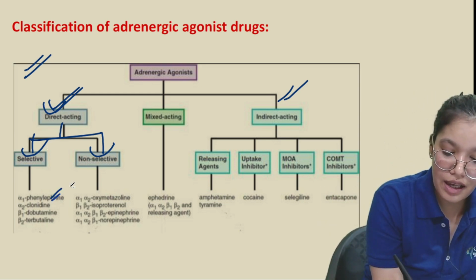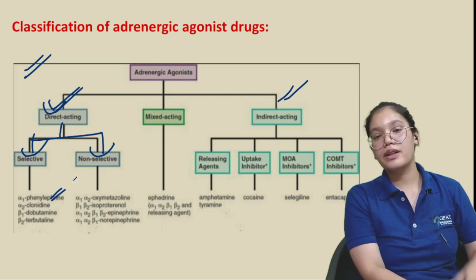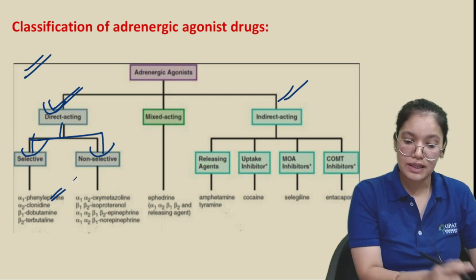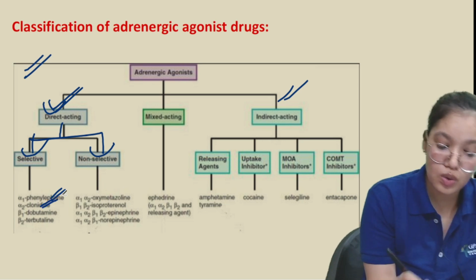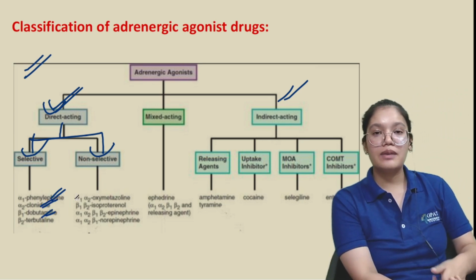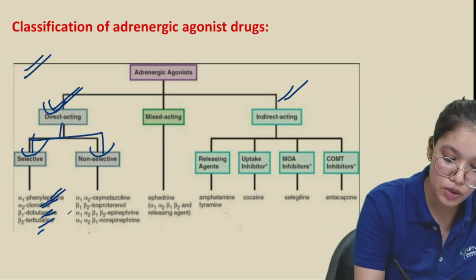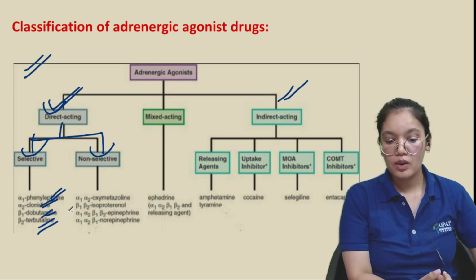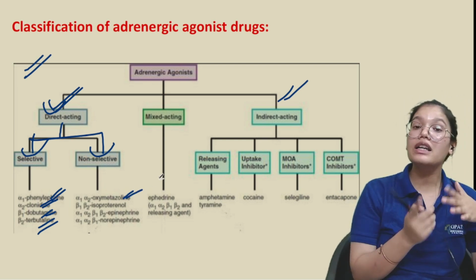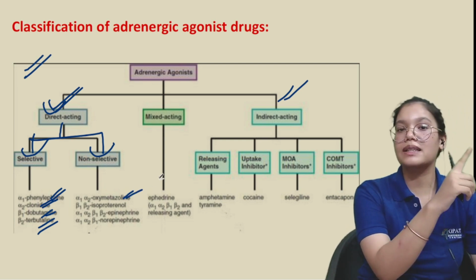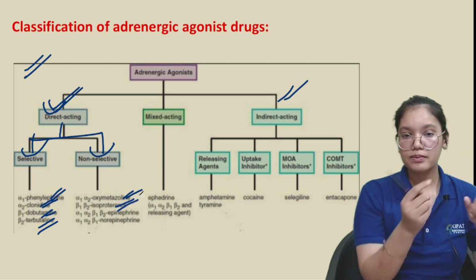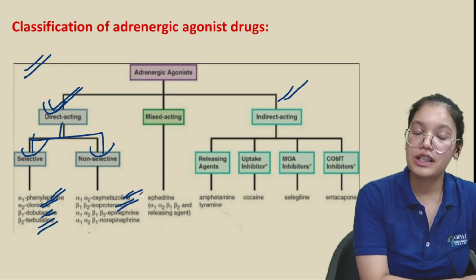So phenylephrine is the first selective drug that acts selectively on the alpha 1 receptor. Then we have alpha 2, clonidine; beta 1, that is dobutamine; then beta 2, that is terbutaline. Now we have non-selective ones like oxymetazoline. It is acting on the alpha 1 plus alpha 2 receptor. Then we have isoproterenol, with beta 1 and beta 2 affinity.